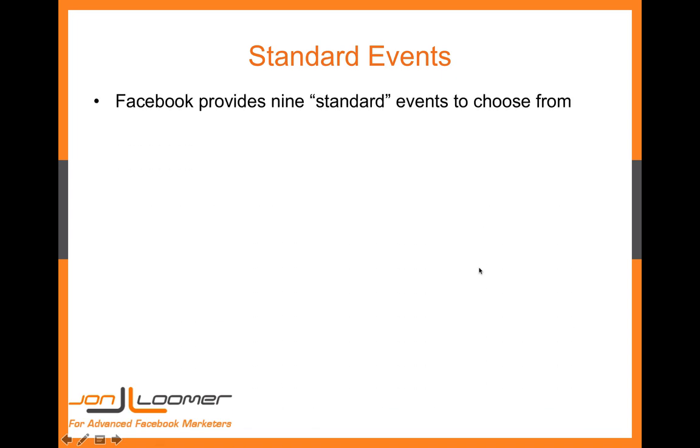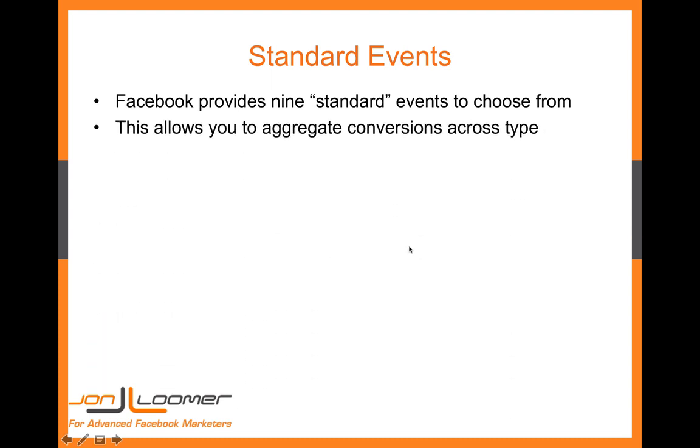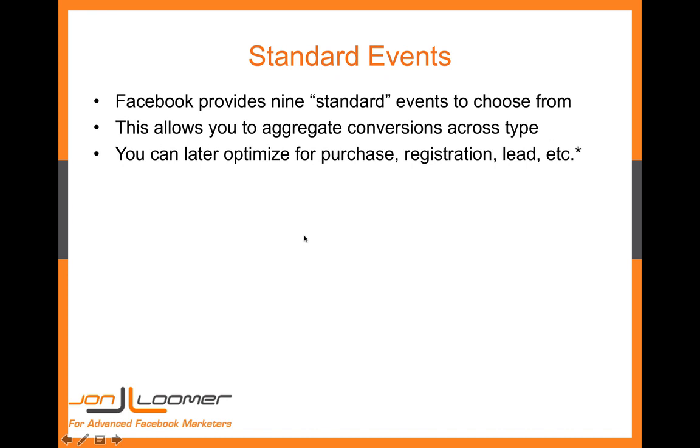With standard events, I go back and forth calling it standard events and events because they're also custom events, but standard events are the 9 base events. Facebook provides 9 standard events to choose from, and this allows you to aggregate conversions across type. So basically, you've got a purchase event on every thank you page on your site where someone purchased something. Then you could optimize and track across all purchases, or if you want to get granular, zero in on the very specific one. But if you don't sell a lot of product, you may want to optimize for any type of purchase across your site. It just gives you more volume. You can later optimize for purchase, registration, lead, etc.